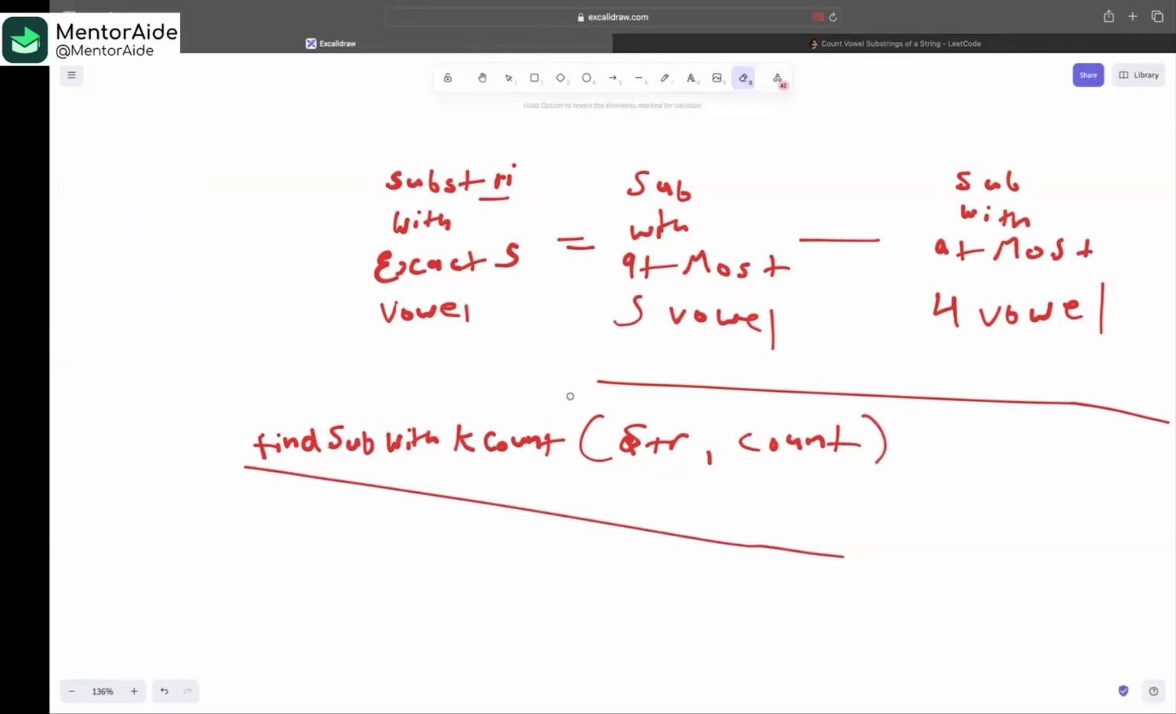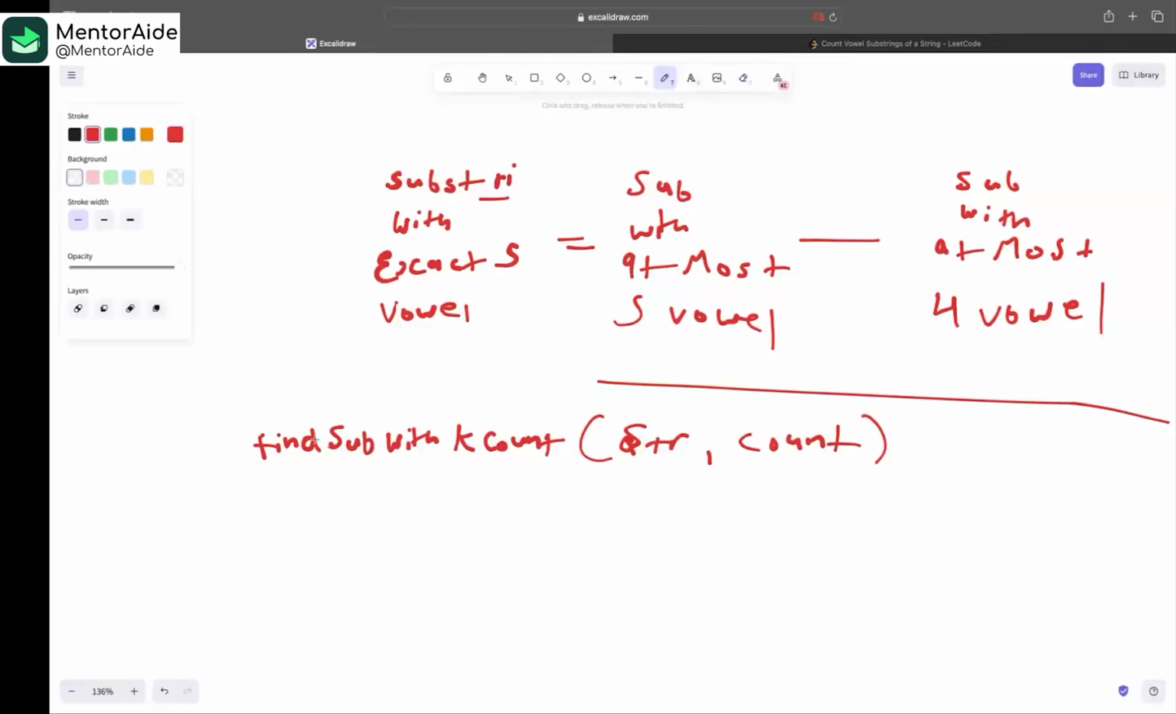As soon as our map length is k, whatever answer we get, we'll just keep incrementing our answer until our map length changes. Will you increment the answer by 1 or what? That is also a question.